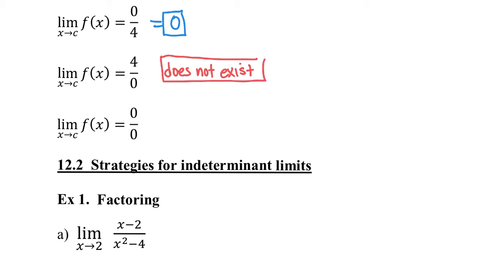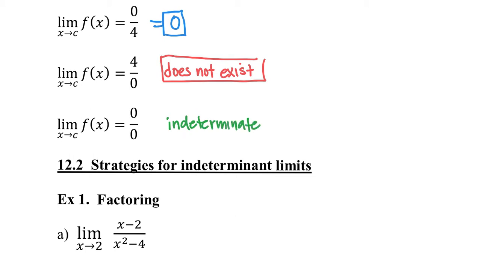Now the third case is, what if the limit as x approaches c of f of x is 0 over 0? Okay, does that equal 0? Does it equal 1? Does it not exist? This is what we call an indeterminate case.